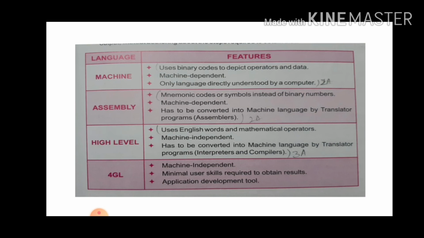It has to be converted into machine language by using translators. Here we have two translators, that is interpreter and compiler. The interpreter converts the whole code at a time, whereas the compiler converts the code line by line.